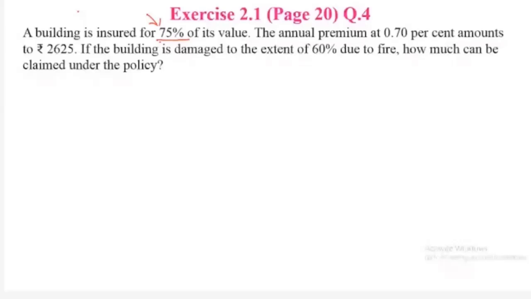75% is a rate, definitely, but rate of what? Rate of policy. I just said the rate of policy is higher, 50%, 60%, 70%, 80%. 75% of its value, the annual premium.